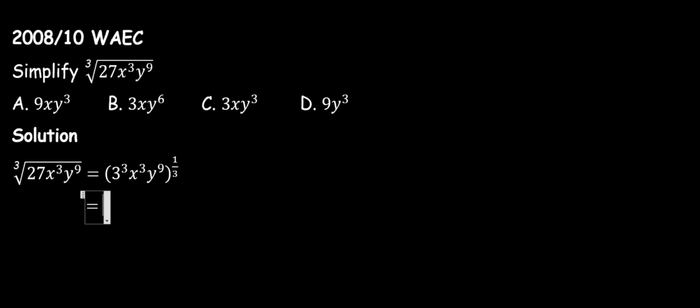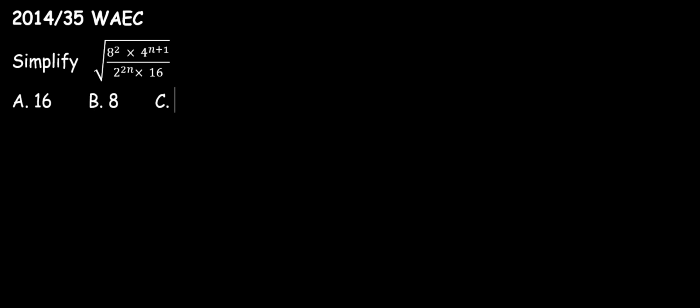Then applying the rule of indices, the power 1 over 3 can now multiply the powers inside the bracket. And we have 3 raised to power 3 over 3, then x raised to power 3 over 3, then y raised to power 9 over 3. Simple arithmetic: 3 raised to power 3 over 3 will become 1, so we just leave it like that. We don't show the 1. And x raised to power 3 over 3 will become 1. We just leave it like that. Then y raised to power 9 over 3: 9 divided by 3 will give you 3. So y raised to power 3. And that will give us our answer.